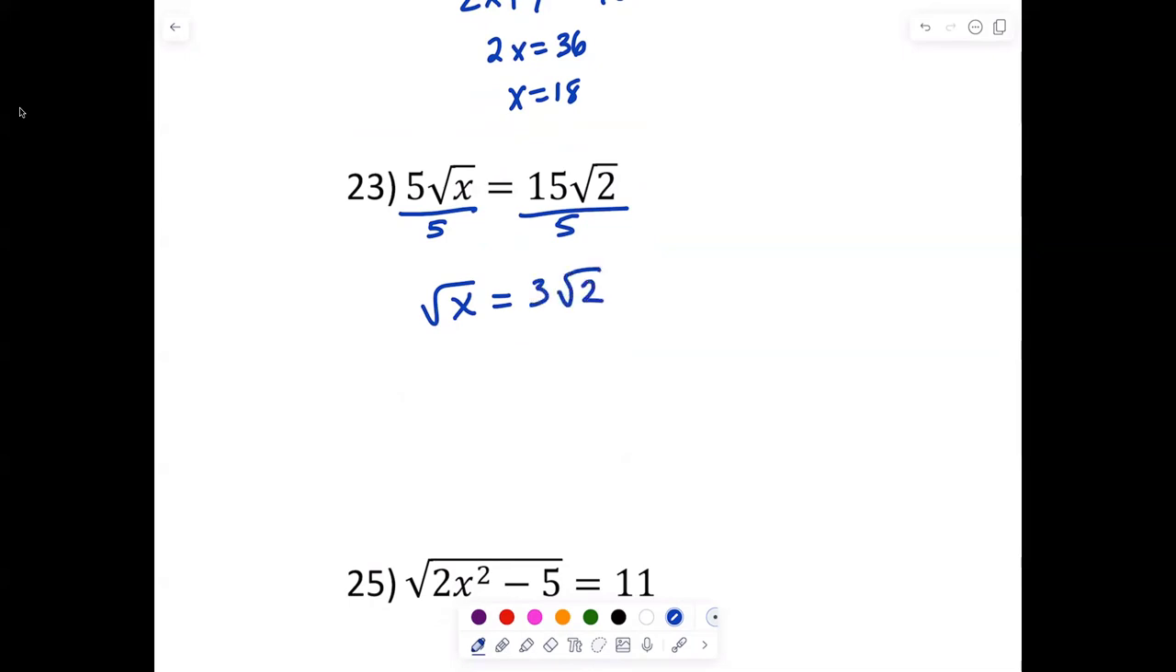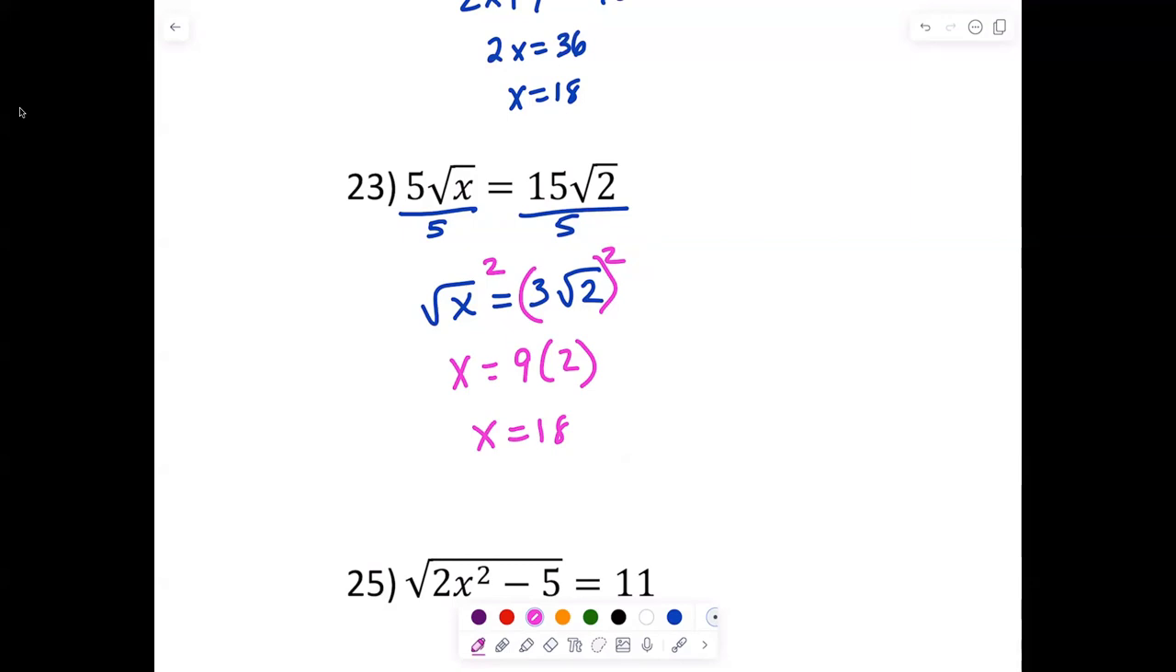All right, now the hard part. Everybody's got to pay attention. Squaring both sides. That means I'm squaring both. So x is equal to, what's 3 squared? 9. What's the square root of 2 squared? 2. Right? And so 9 times 2 is what? 18. Everybody good with that?